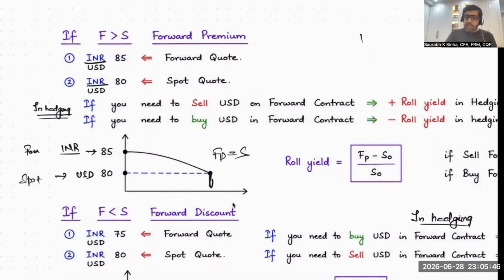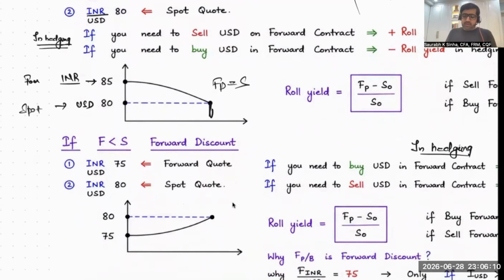85 minus 80 upon 80. The only thing that will change is whether the USD is trading at forward premium or forward discount. It is trading at forward premium. So if you sell, you'll make a profit because it will decline. And that will be in your favor because you're betting on the downside movement of USD, because you're selling. Okay. If forward is less than spot, then we call it forward discount in the currency market.